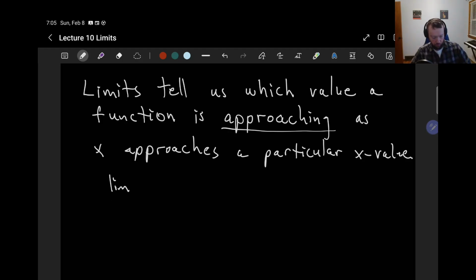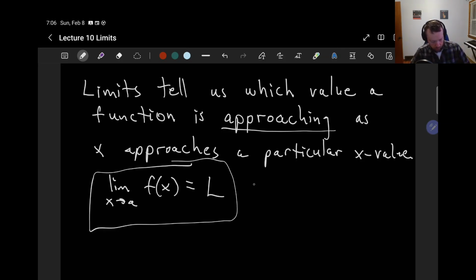We would write it like this. The limit as x approaches a, so that a is a particular x value, the limit as x approaches a of f of x, your function, equals this L. This is the number that you are approaching. So the idea is the output gets close to L.